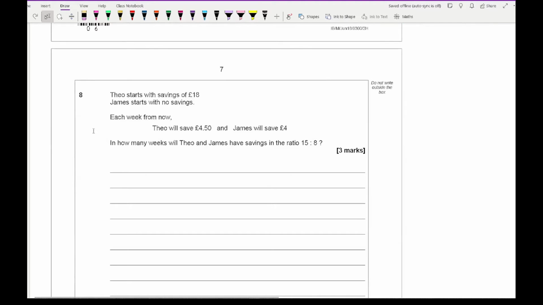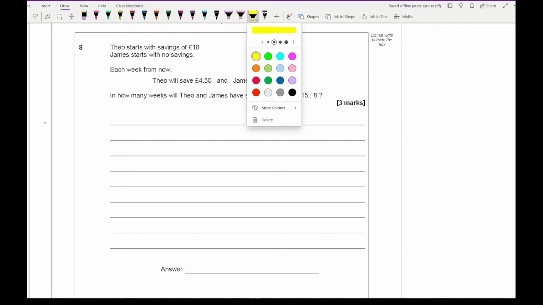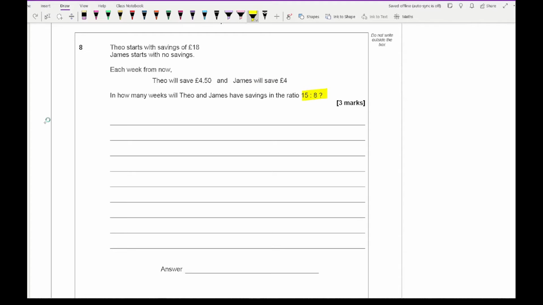Then moving on to question 8, it says that Theo starts with savings of £18, James starts with no savings. Each week from now, Theo will save £4.50 and James will save £4. And it says, in how many weeks will Theo and James have the savings in the ratio of 15 to 8. Now with 15 to 8, you need to recognize the numbers in this.